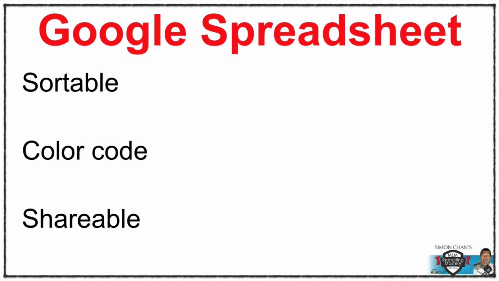I also like color coding them. If they're black or gray, they're no good. If they're hot, maybe they're red. If they're lukewarm, they're orange. I color code them, and I can sort them out very easily. You can also sort a spreadsheet by the last time or the follow-up date, if you want. And also, they're very shareable.